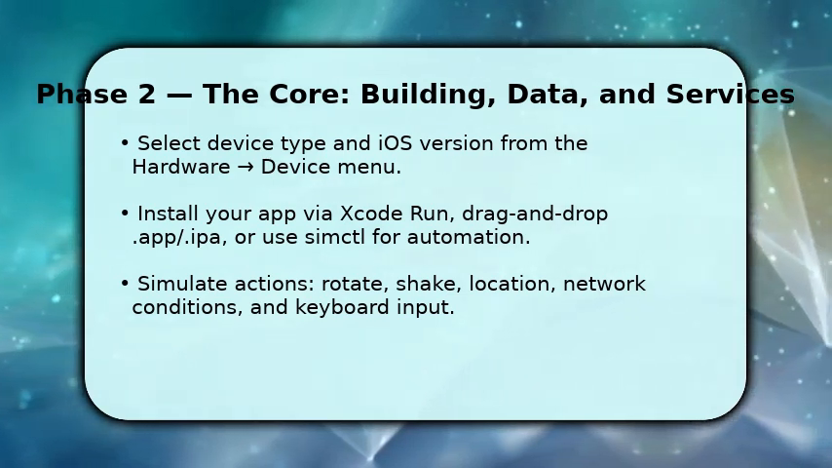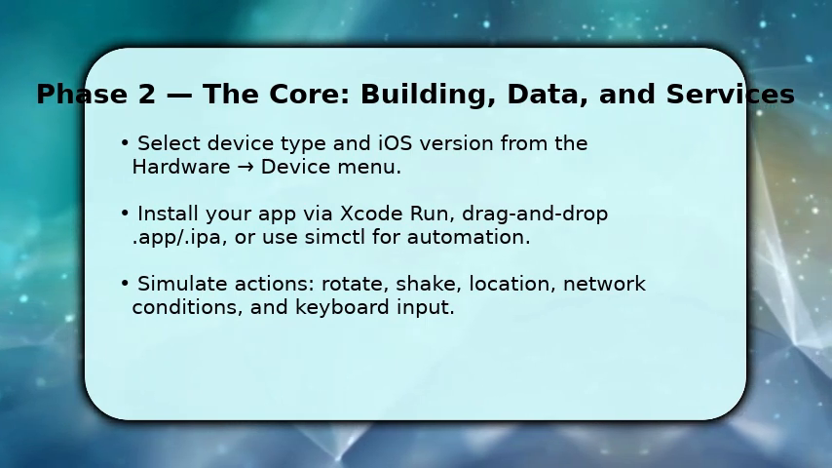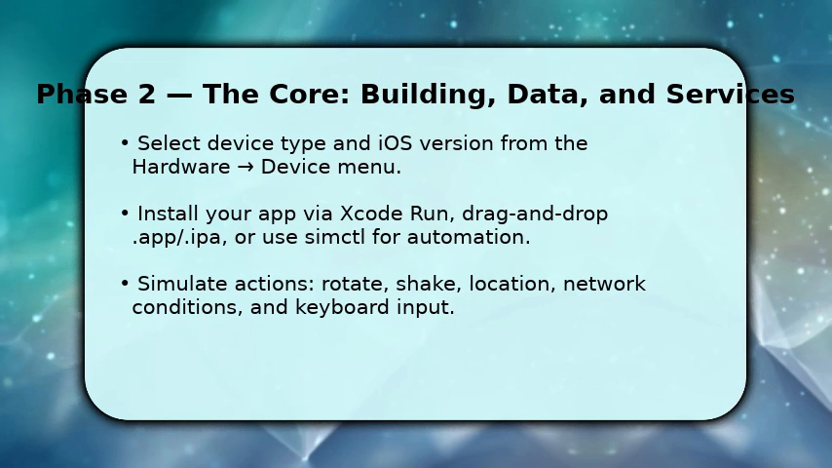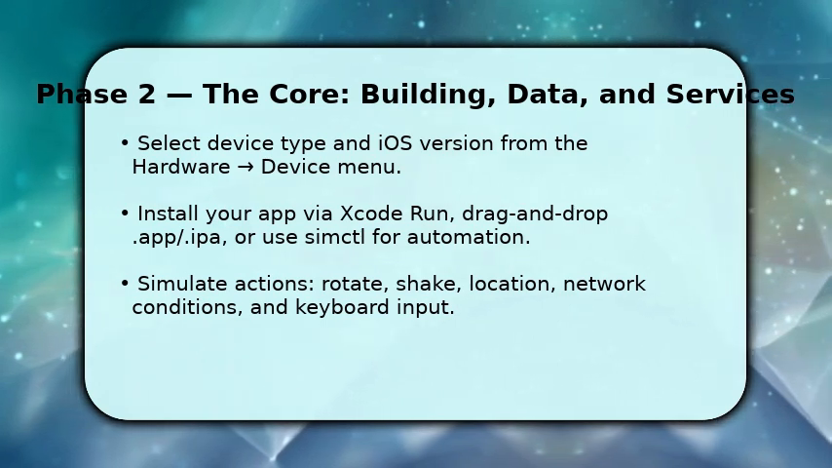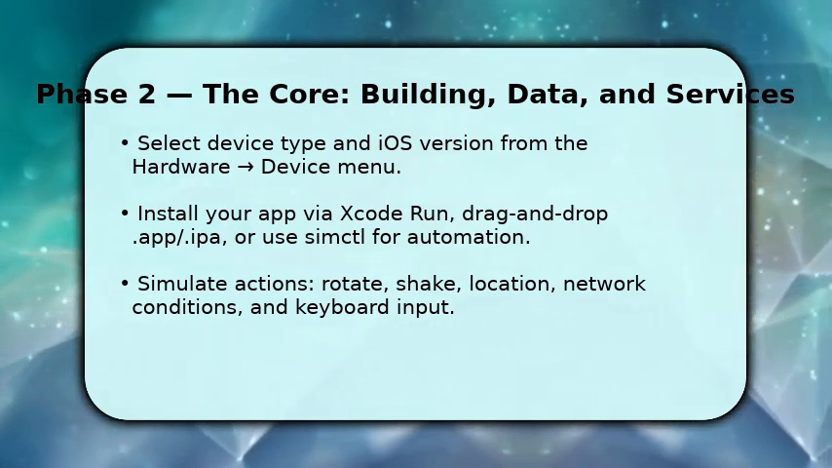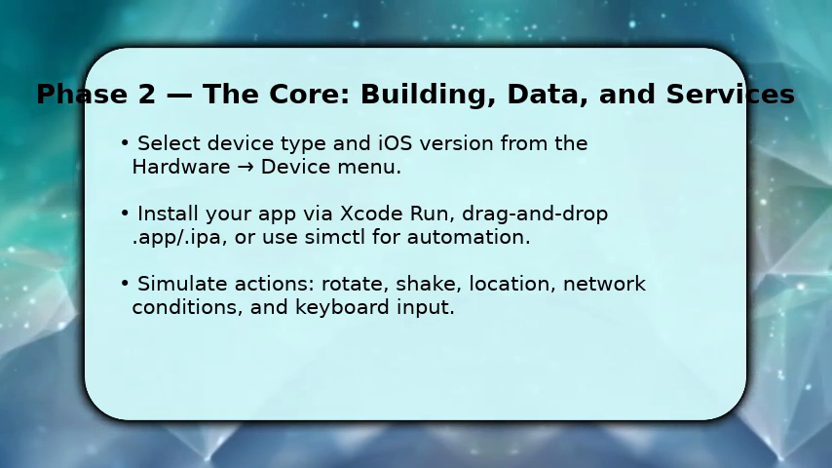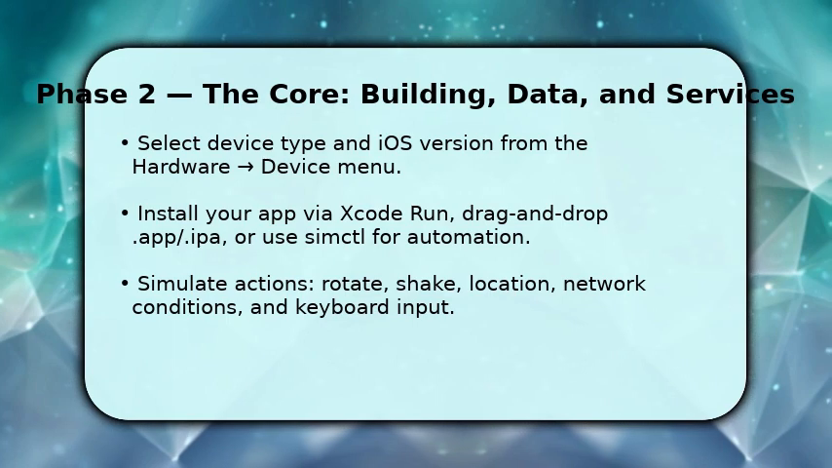While it boots, configure hardware options, rotate, toggle in-call status, or set a simulated GPS location. Make sure to enable Connect Hardware Keyboard when needed, and use Window > Scale to match your screen.